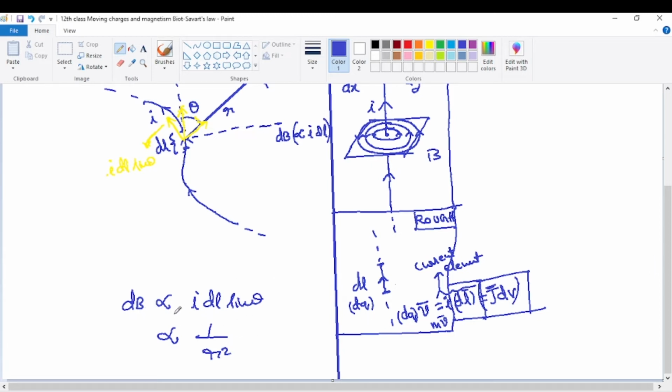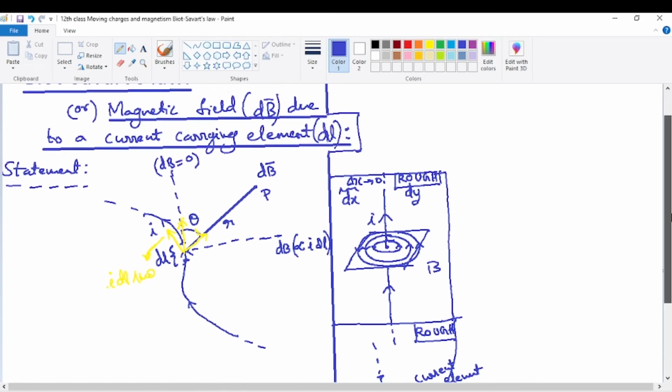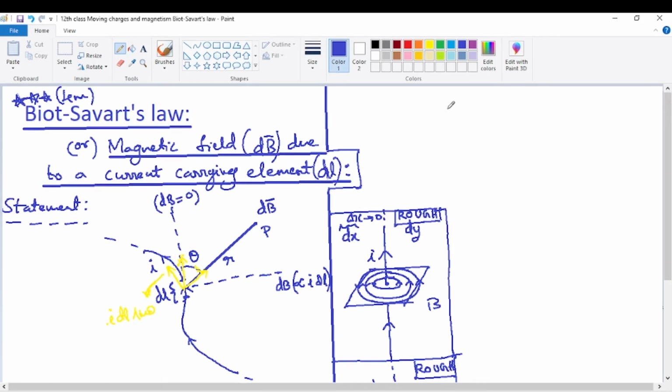Now dB is proportional to this and dB is proportional to this. So dB should be proportional to this into this: I dl sin theta into 1 by r square. So this can now be written as I dl sin theta by r square. Combining both the above parts, the magnetic induction dB is proportional to I dl sin theta by r square. So the left is proportional to the right, and the left can be written as a constant into the right. So dB is equal to some proportionality constant into the right.